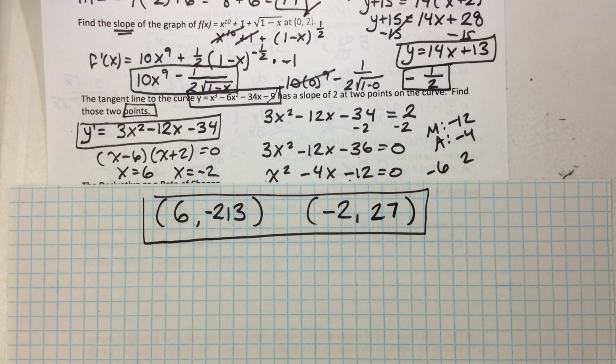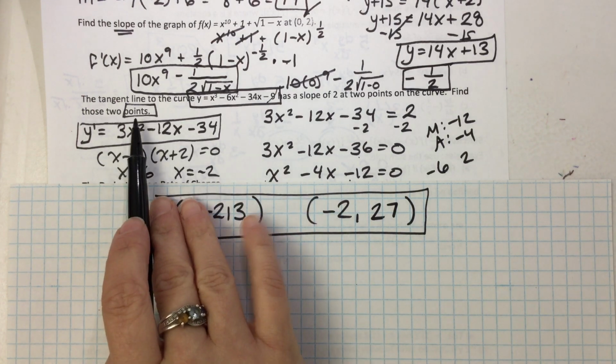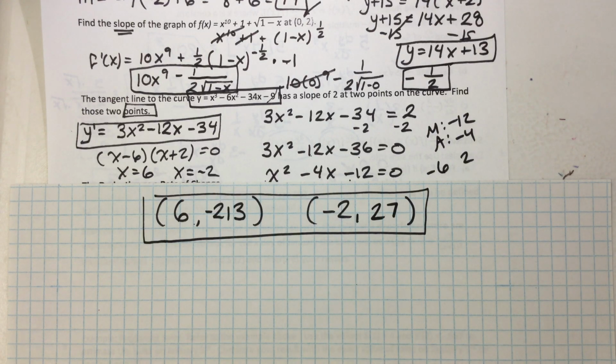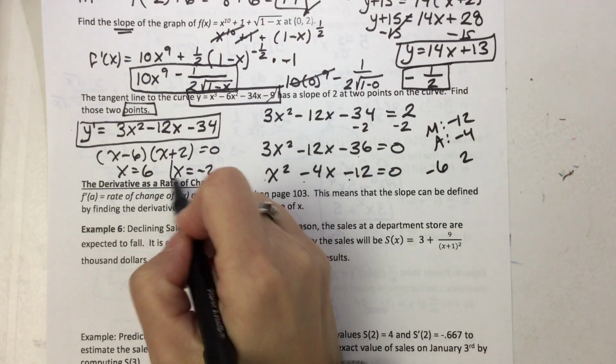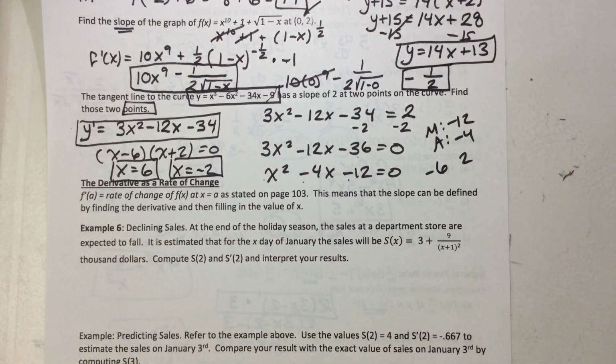So again, a lot of this is making sure that you totally read the instructions. If it says points, you need both the x and the y. If you would have stopped here, that would have been a bummer because you would have only found the x values, not the full points.